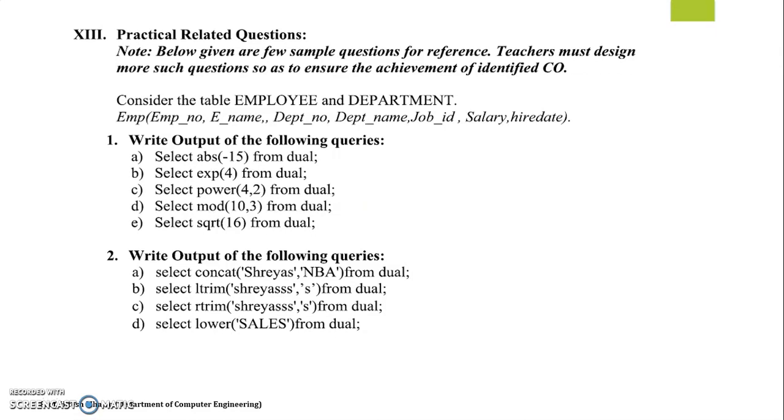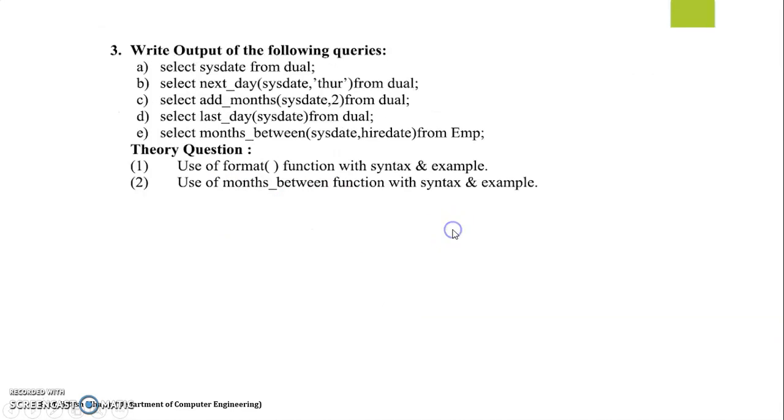Now the practical related questions, again we are using the same tables. Here we have performed some experiments like absolute of minus 15, exponential of 4, power, modulus and square root. Again concat, LTrim, RTrim. So you can refer to the practicals that we have performed in this experiment. Then again write the output for the following queries, like to find the system date, next day, add months, last day and the months between. And a theoretical question: the use of the format function with the syntax and example, and the use of the months_between function with the syntax and example.